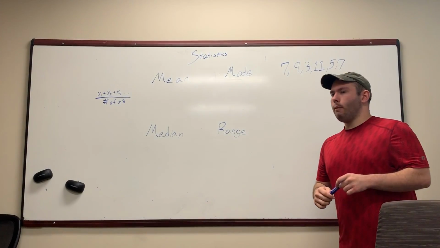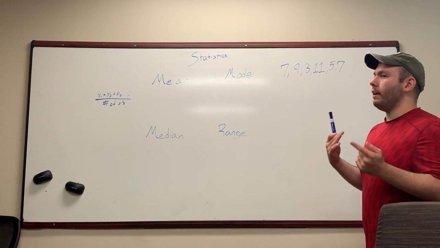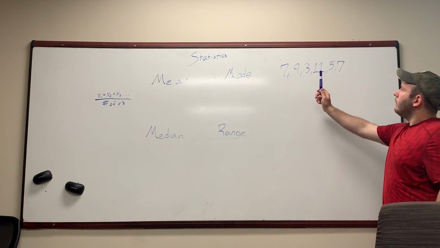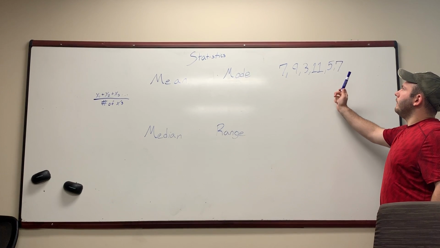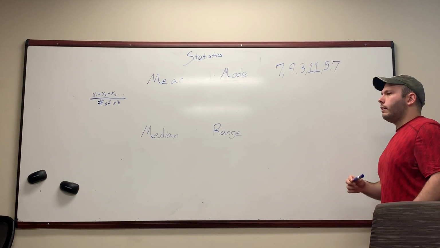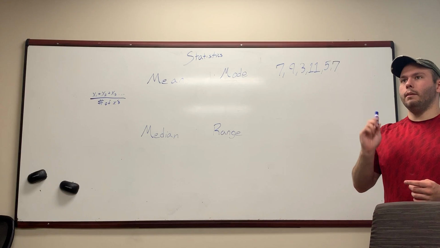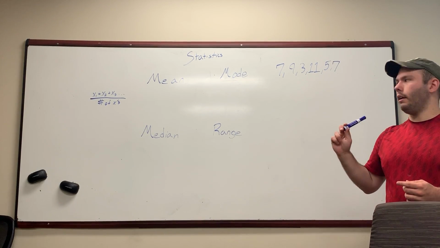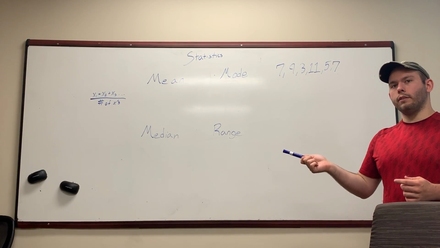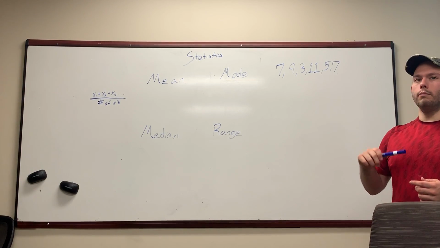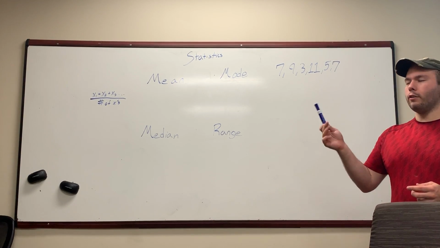So, let's imagine we have a question where we have the following data set: 7, 9, 3, 11, 5, and 7. We're going to be asked to find the mean, mode, median, and range of this data set. So, how will we do that? Let's go over it real quickly.